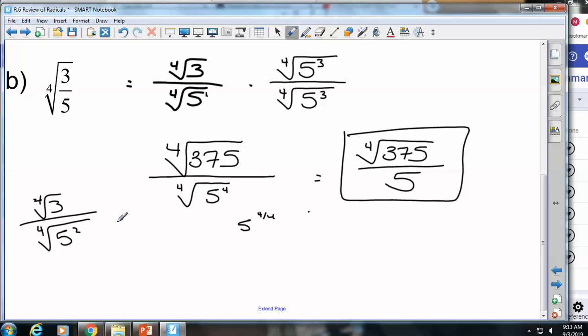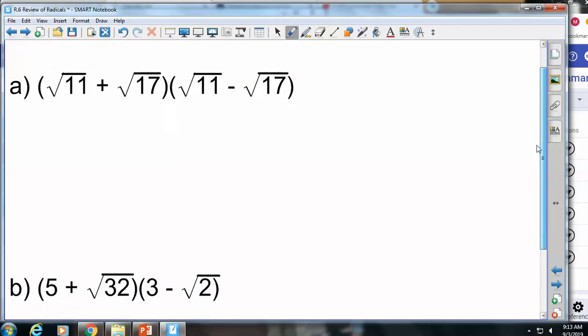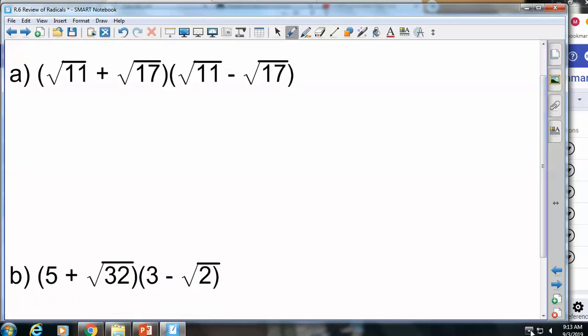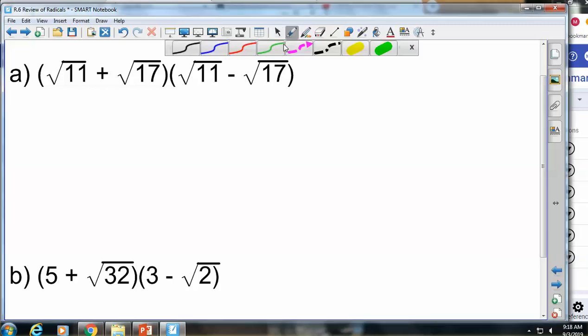We are going to do a few more problems. First, I'm going to put one up here I would like for you guys to try. You can do both of these. I just want you to multiply them. So multiplying with radicals. Okay.